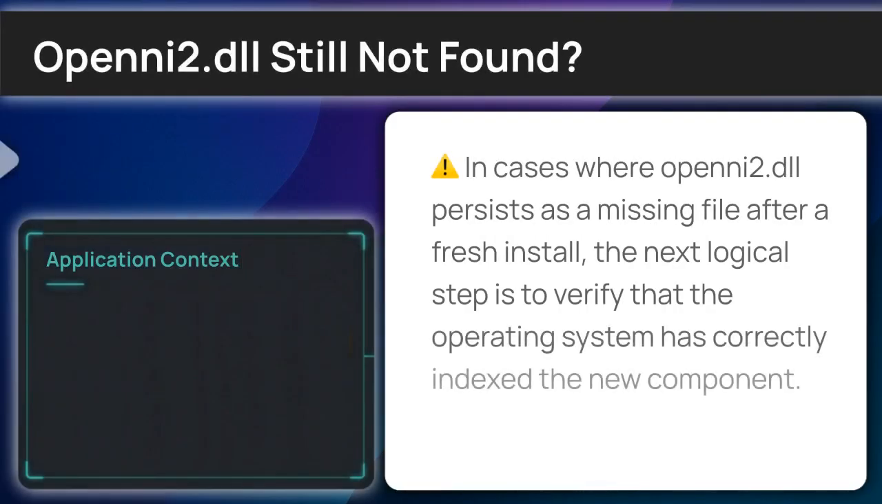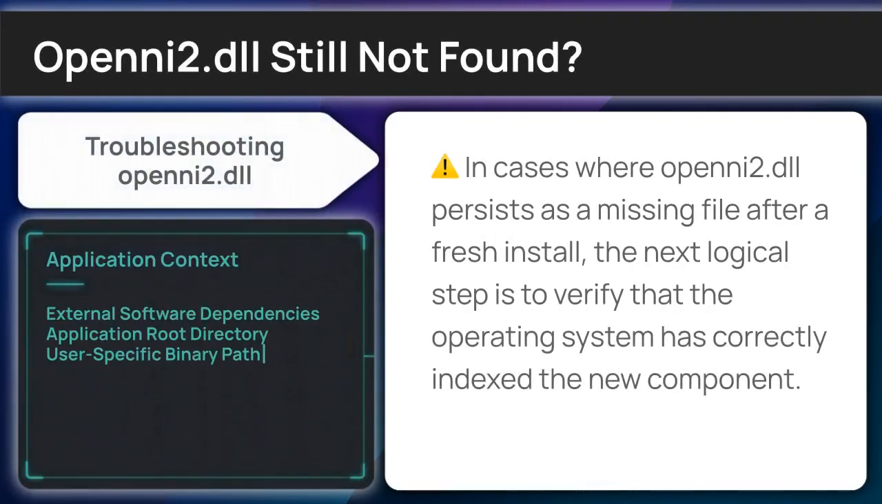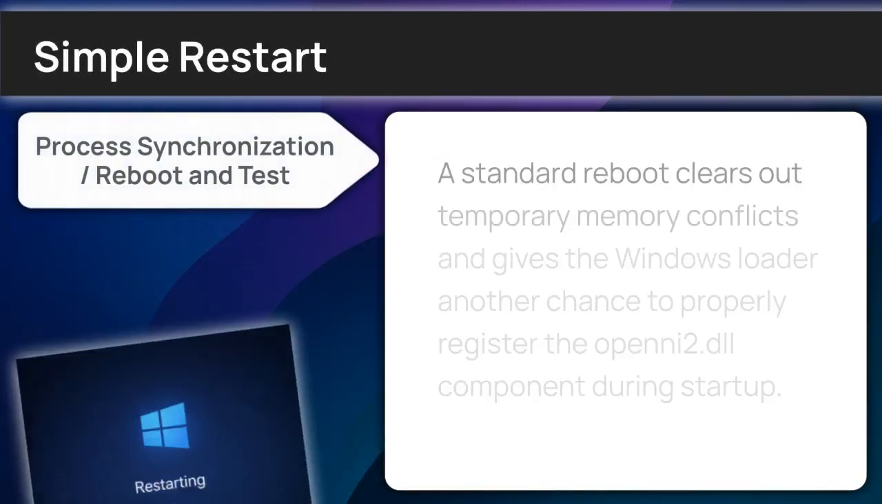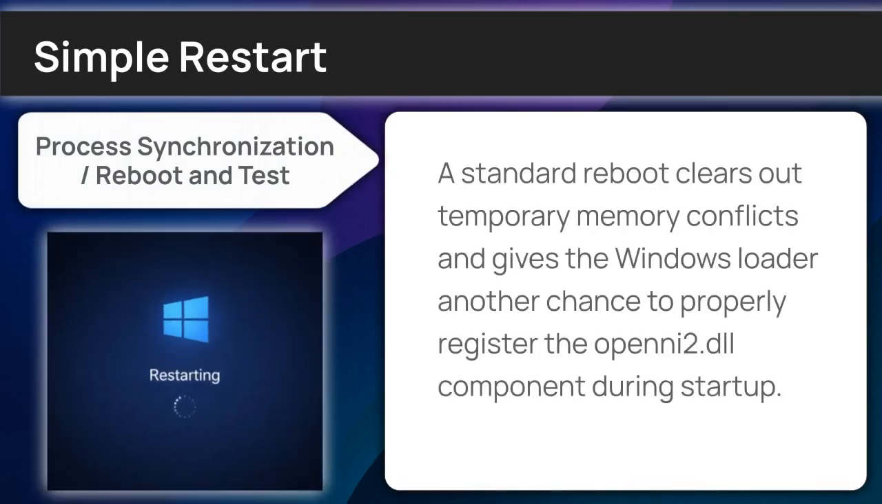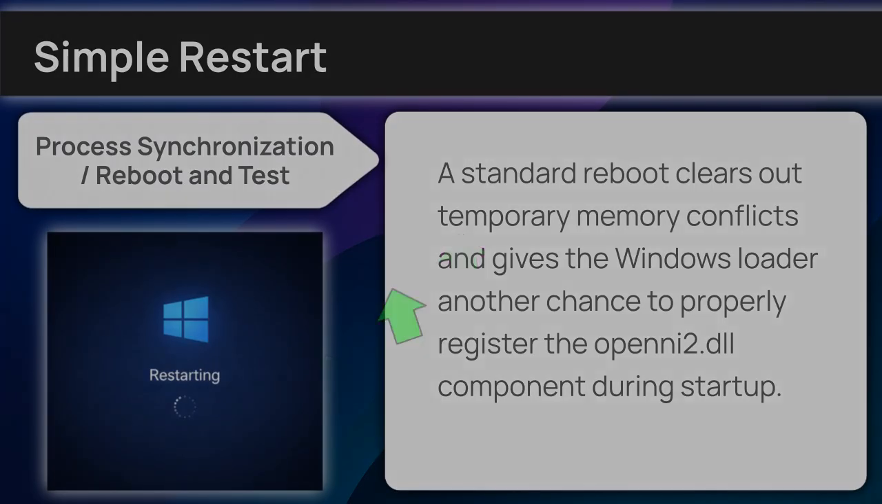If no luck was had with the redistributable package, we will escalate the fix by performing a targeted reset of the system state. A quick reboot can determine if the error is transient. While it won't fix a deleted file, it can re-establish the connection between your software and the Open Natural Interaction 2 library file if the path was temporarily busy.